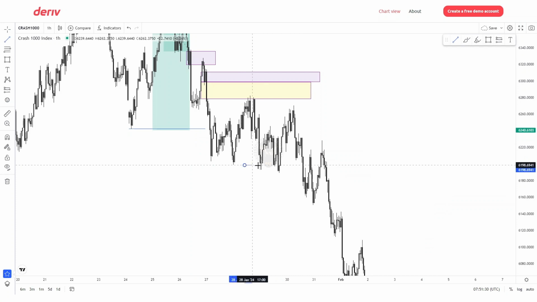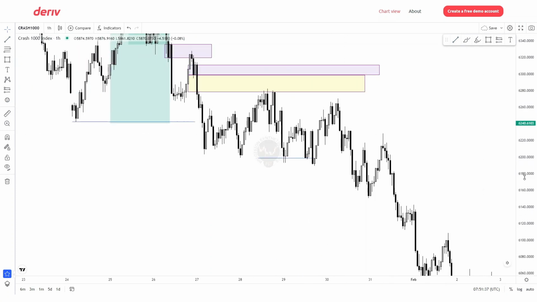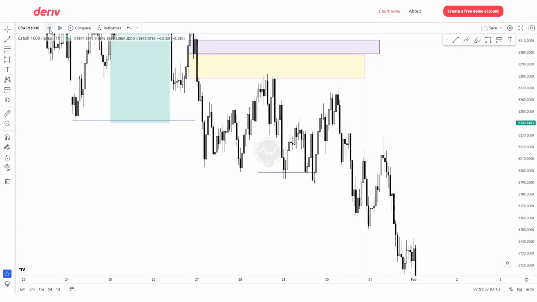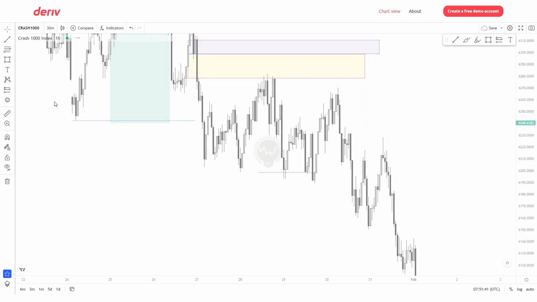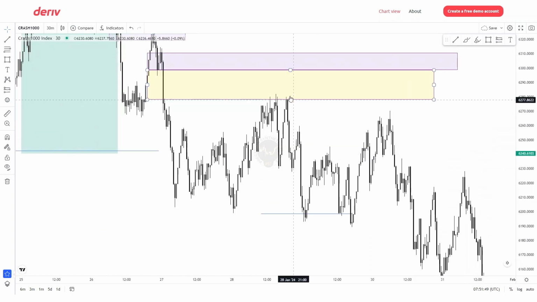We took this low out. Is there a big impulse move? Yes, there is. Let's zoom a little bit out. Let's go to the 30-minute. See if we can see something. There we go. You see there's that big impulse move. Took out this low there.